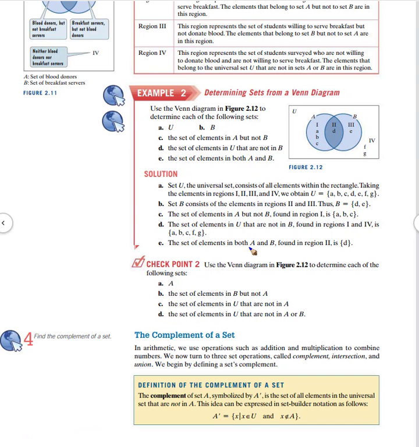We know what a set is. What's the complement of a set? The definition tells us that the complement of a set is just everything that's not in the set. The notation looks like this. It's called A prime, and that stands for everything that's not in set A.